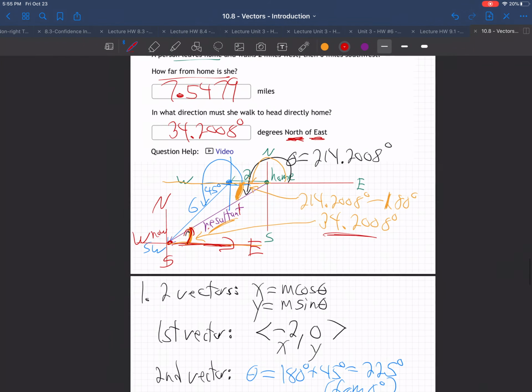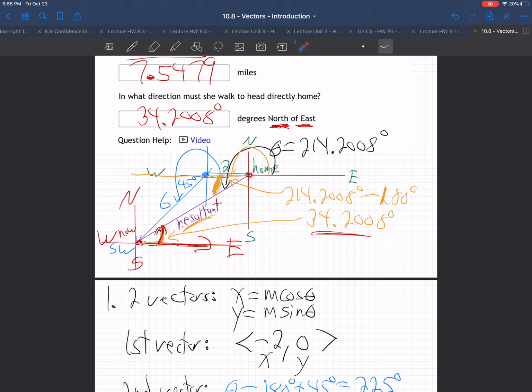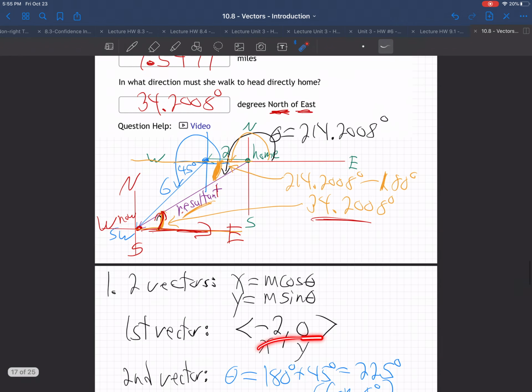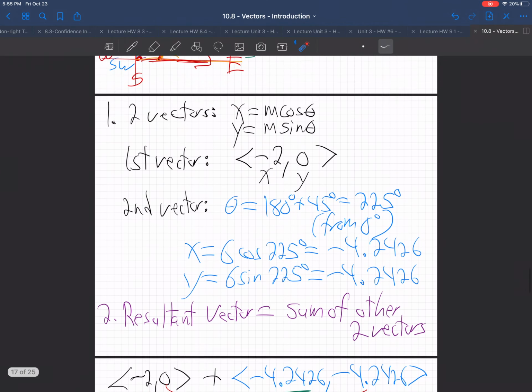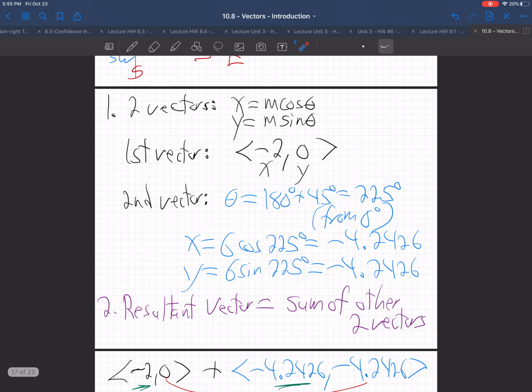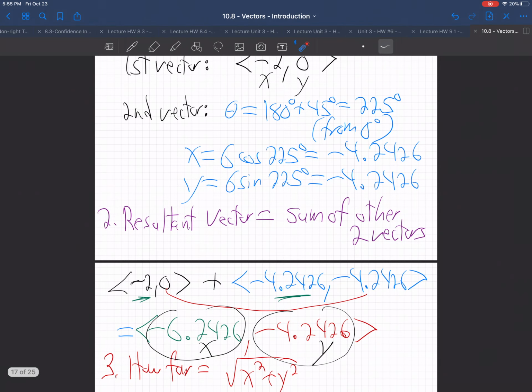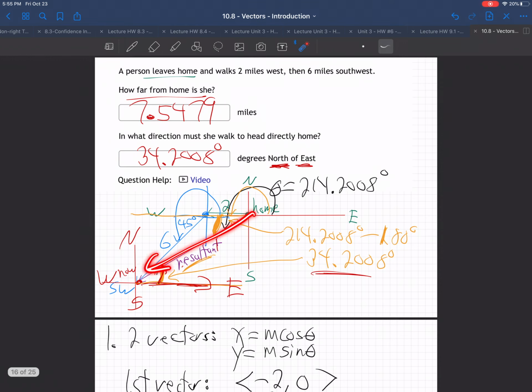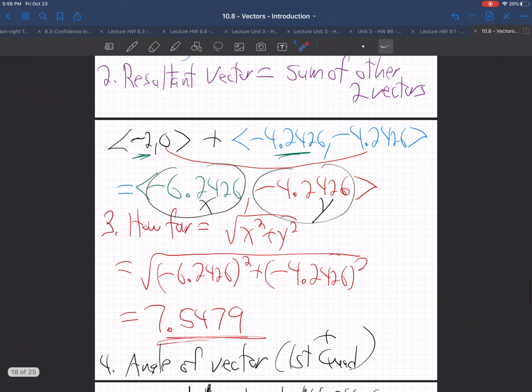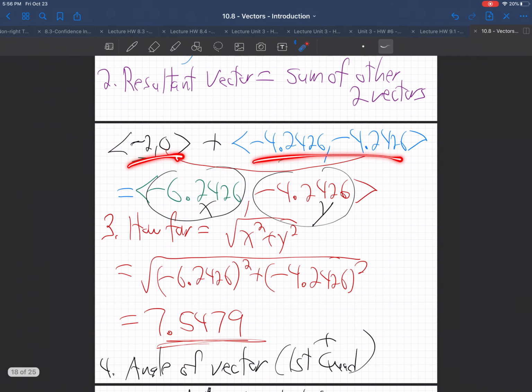There we go. So what did we do? We made these two vectors. Straight west was minus 2, 0, back 2, up 0. And then southwest, we found the angle to be 225 degrees. Use the formula x is m cos theta, y is m sin theta to find that vector. So then we had the two vectors and we added them to get the resultant vector. This is the result of those two movements. You went 2 miles west, and then 6 miles southwest. The result of those two movements, we found the resultant vector by adding those two vectors up.